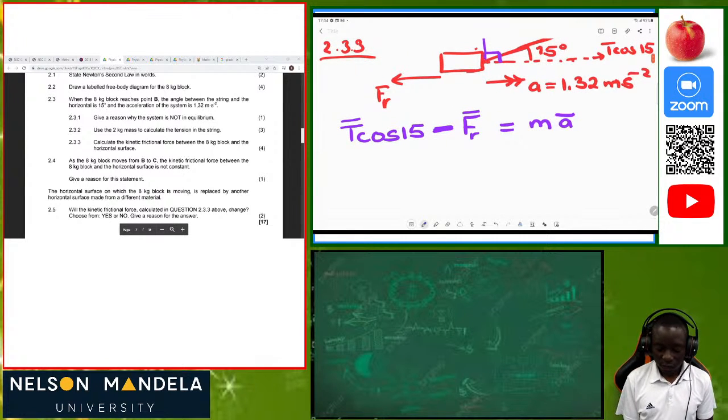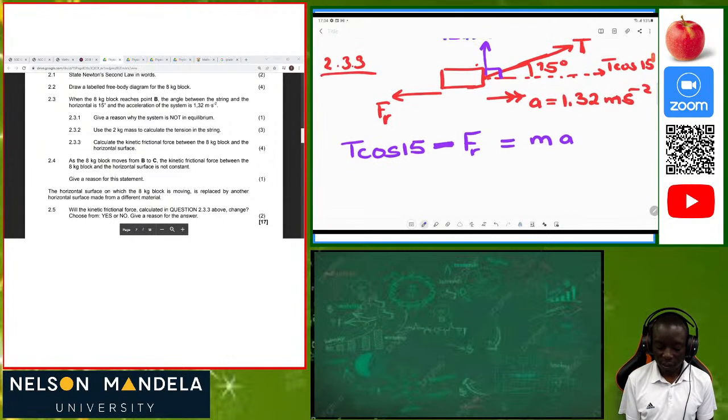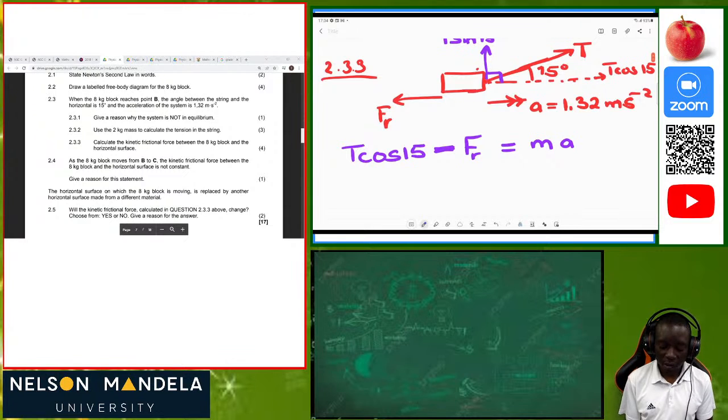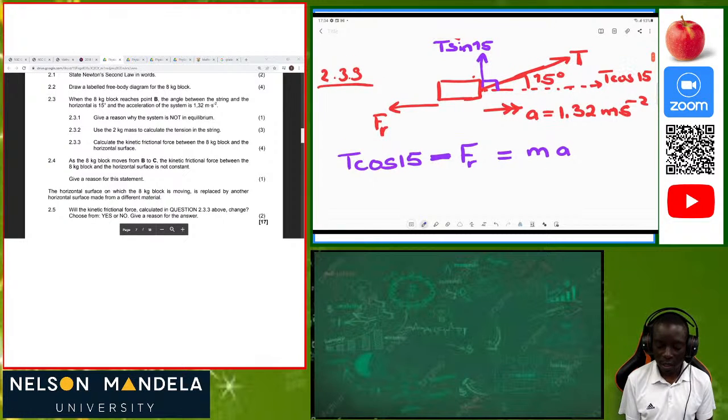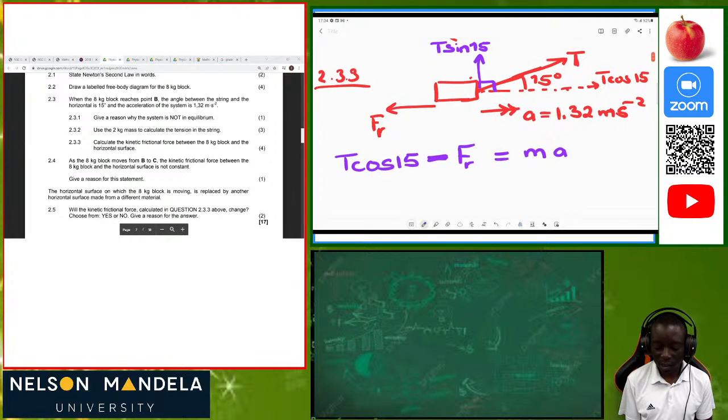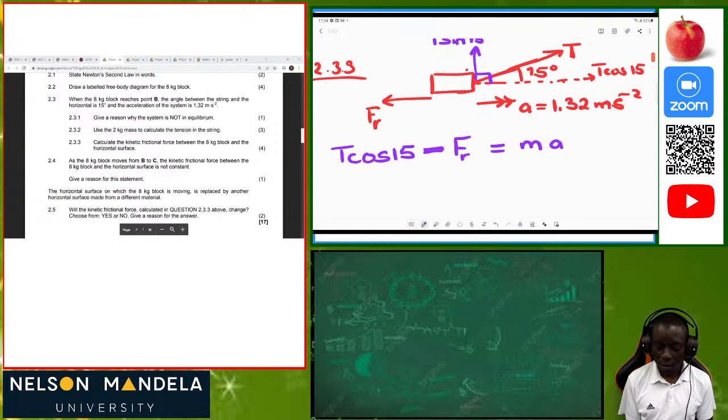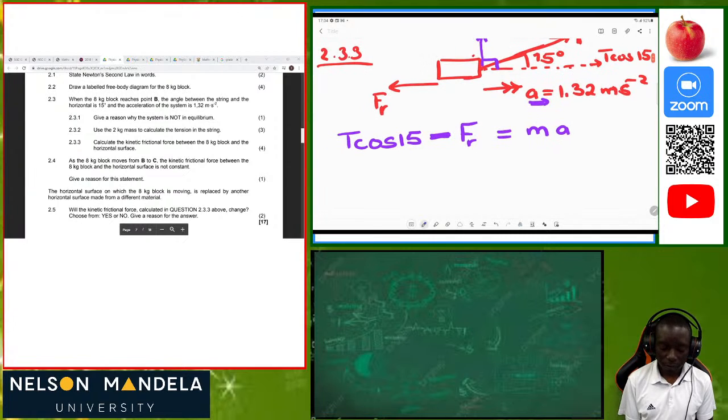So T cos 15, let me just remove the vectors there. We've already assigned the signs, which means we have the directions there. T cos 15 is to the right, FR is to the left, so they subtract, and the overall force is to the right, which is the mass times acceleration. So the direction of the acceleration is in the direction of the net force.